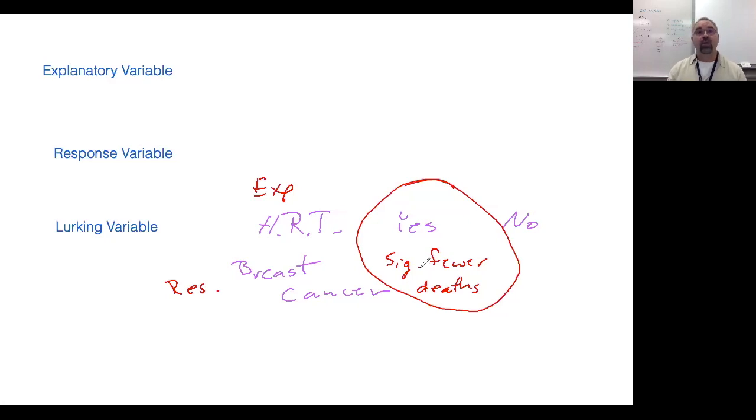The problem that they ran into is this was actually an observational study. We didn't assign women into groups that got hormone replacement therapy or not. They were already going to get hormone replacement therapy or not get it. And therein lies the problem. There's a lurking variable in this problem. Okay. And you may have already thought of it, you maybe haven't thought of it yet. The lurking variable that was hiding in here is, where do you get hormones for hormone replacement therapy?